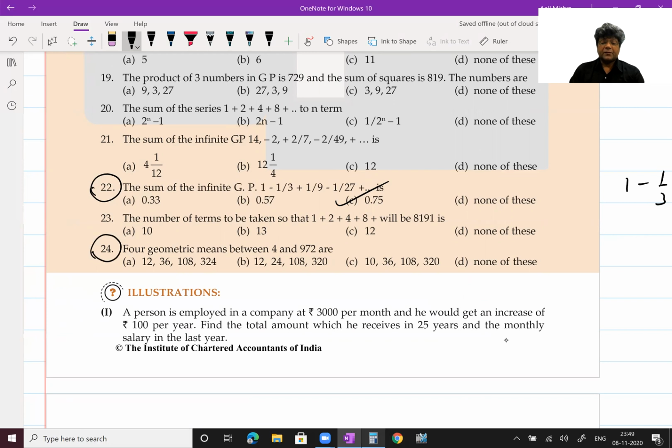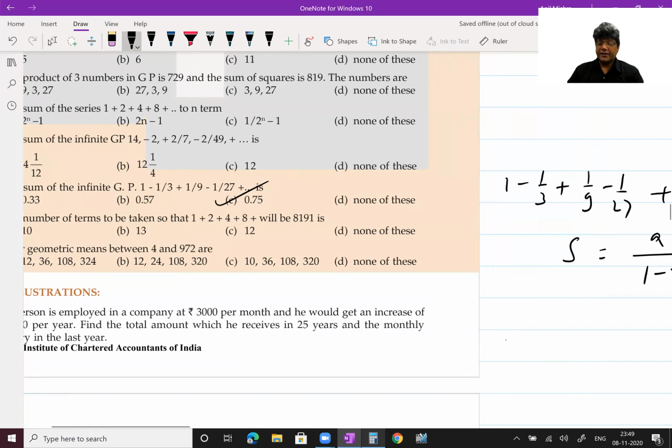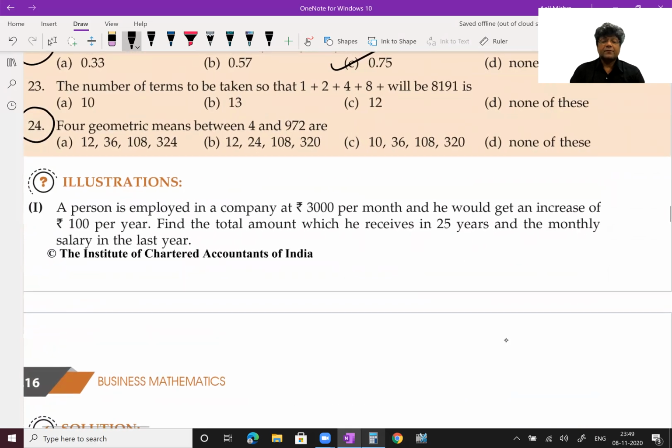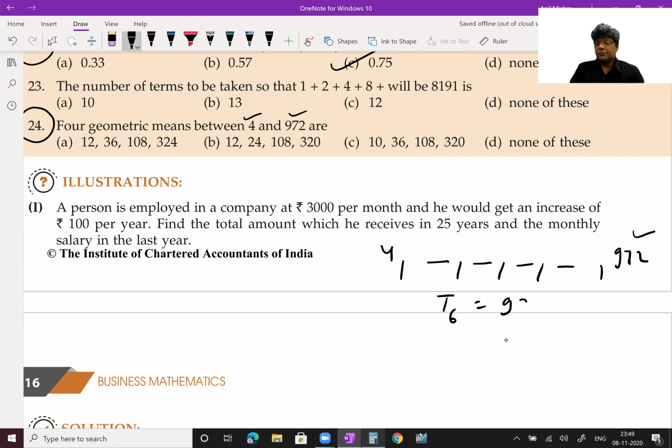Question number 24. Same type of question like we did in AP, guys. 4 geometric means insert. 4 geometric means between such and such. Our concept will be same, guys. 4 and 972. We are to insert 4 geometric means, you are to insert 4 numbers in between such that this becomes a GP. So if it becomes a GP, that 972 will be which term? 6th term. So T6 is equal to 972.